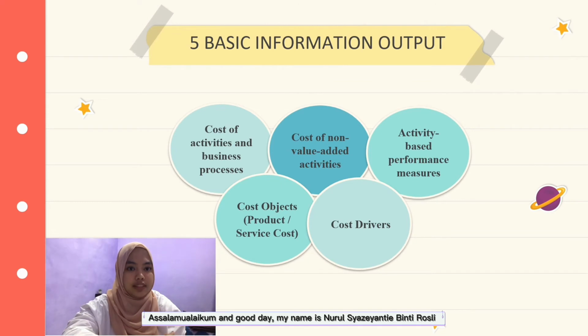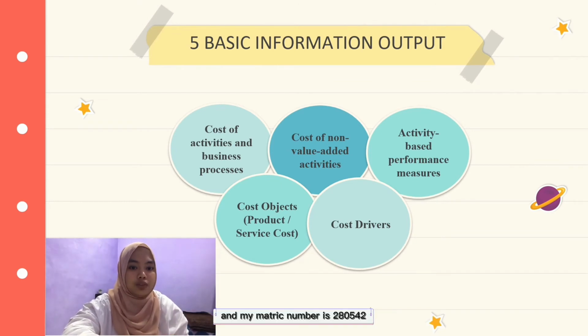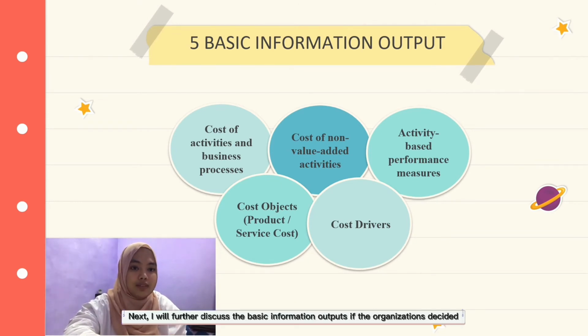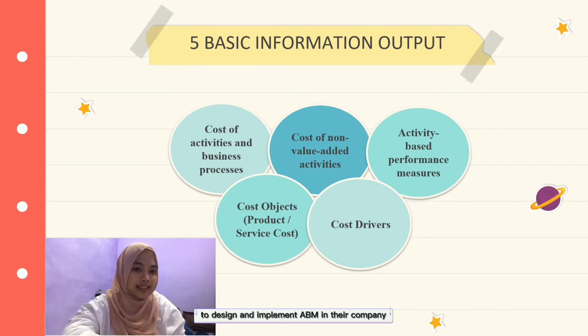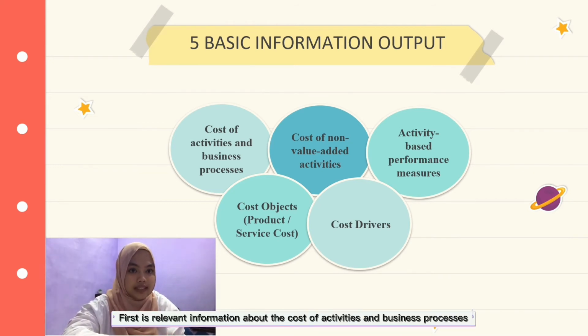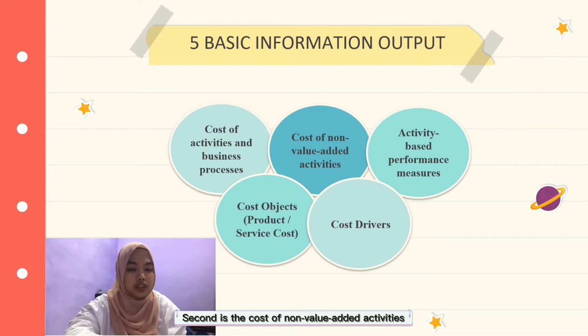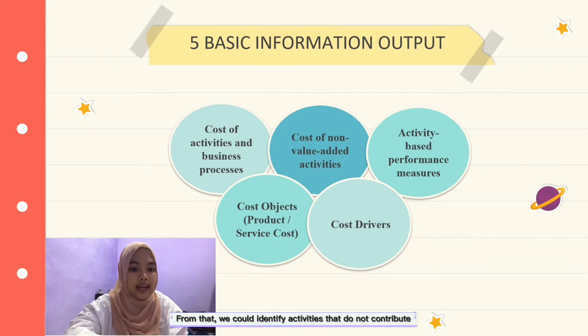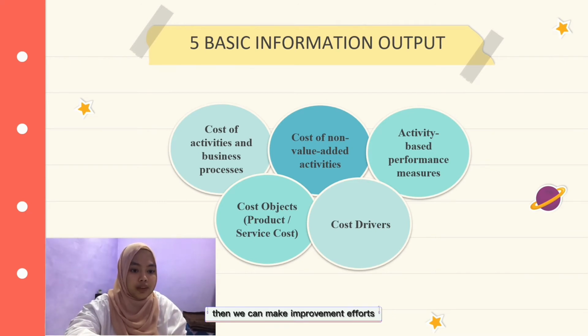My name is Nurusha Zenti binti Rosli and my matric number is 280542. Next, I will further discuss the basic information outputs if organizations decide to design and implement ABM in their company. There are 5 of them. First is relevant information about the cost of activities and business processes. Second is the cost of non-value added activities. From that cost, we could identify activities that do not contribute to customer value or the organization's needs. Then, we can make improvement efforts.